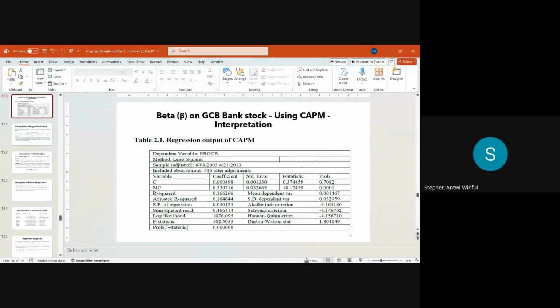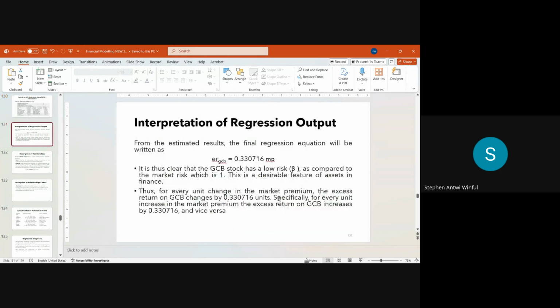So if one is increasing, the other is increasing. In this context, whenever market premium increases, GCB's excess return will increase. In the same vein, if the market premium falls, GCB's excess return will also fall because they are moving in the same direction. So we have explained how to describe relationships in general using the form, the degree, which is also seen as the magnitude or the strength, and then the direction, which is given by the signs of the estimates. Any question for now?